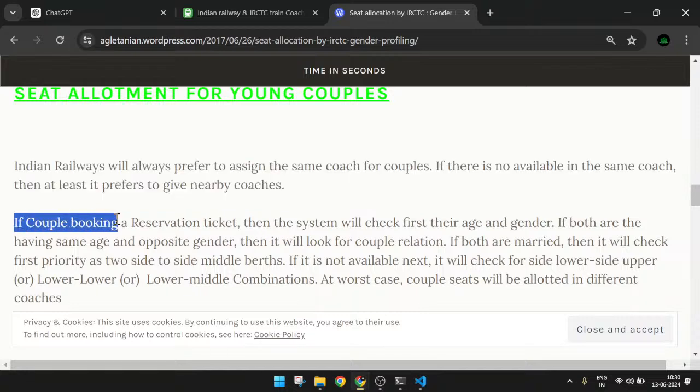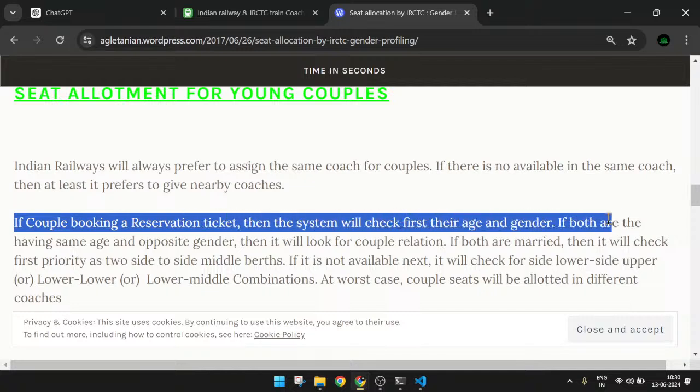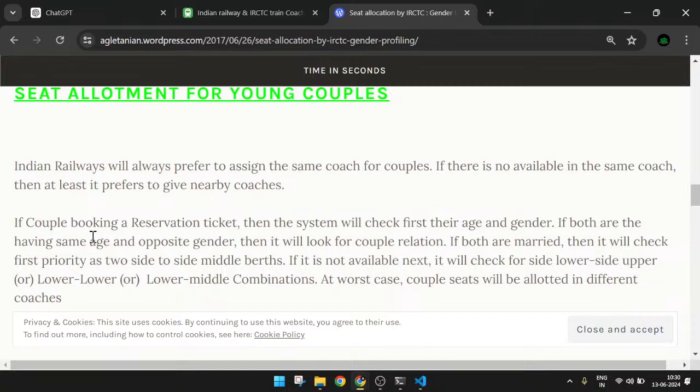If a couple is booking a reservation ticket, then the system will check their age and gender first. If both are having the same age and opposite gender, then it will look for a couple relation. The English is a little messed up.